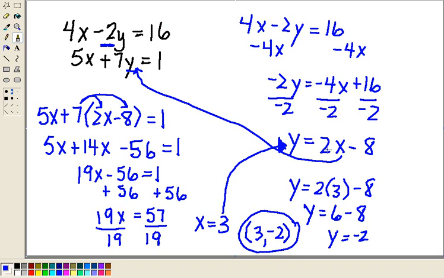Once we isolate one of our variables, we substitute into the second equation, solve for one of our variables, and once we get that variable, we substitute back in to get the other. I hope this helps.